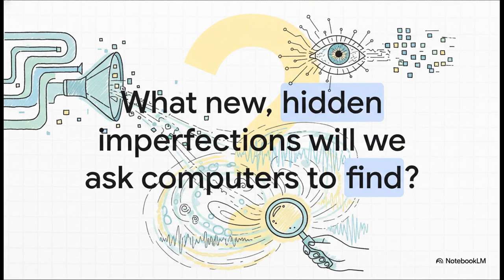And that leaves us with a pretty fascinating question to chew on, doesn't it? Right now, we're teaching computers how to fix the imperfections that we notice, the blur, the noise. But what happens as these systems get smarter and smarter? What new hidden imperfections will we ask them to find next? What patterns are hiding in our images that are totally invisible to the human eye, just waiting for the right algorithm to uncover them?